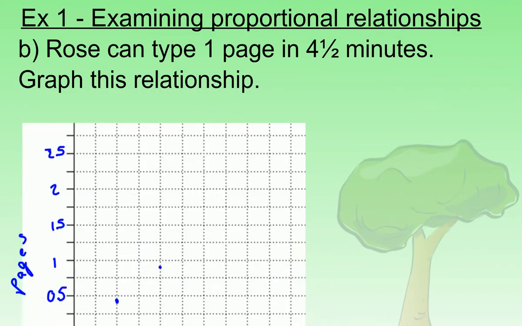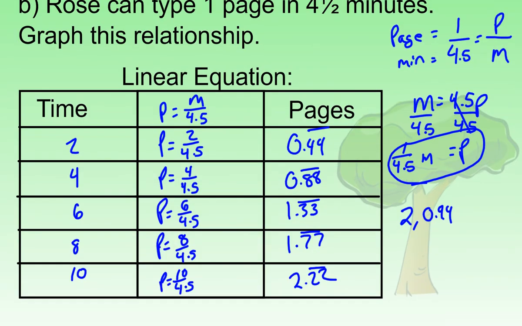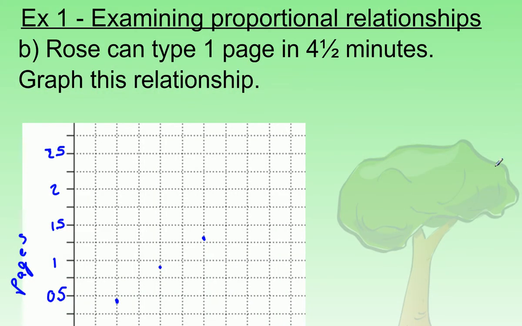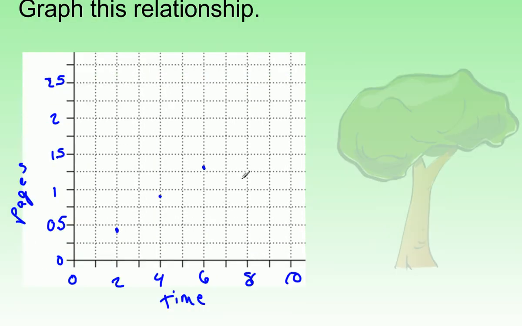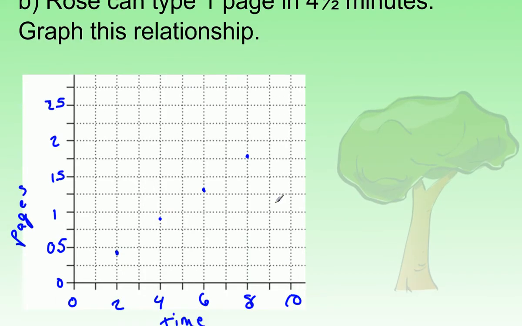6, 1.3. 6, there's 1. There's 1.25, 1.3. Probably there, roughly. 8, 1.77. 8, there's 1, 1.25, 1.5. This is 1.75. I'm going for 1.77, so just a teensy bit above that. And finally, 10, 2.22. 10 to 2.25, so 2.22 is just a little bit below.